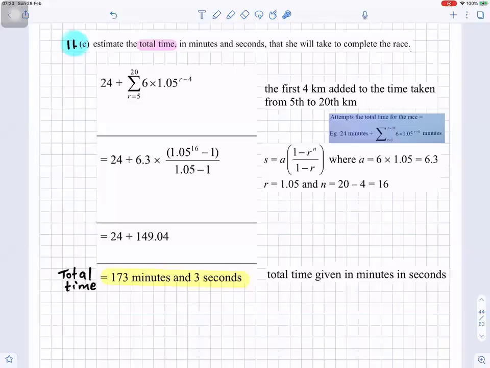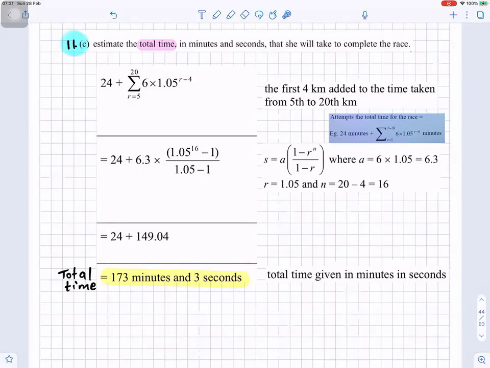Number 11C, estimate the total time in minutes and seconds that it would take to complete the race. So the first 4 kilometers added to the time taken from the 5th to 20th kilometer. So you would have 24 plus, you start from 5 and you end at 20, and you want to use this expression there, which you can use a calculator to do for you, or you can use the geometric formula.